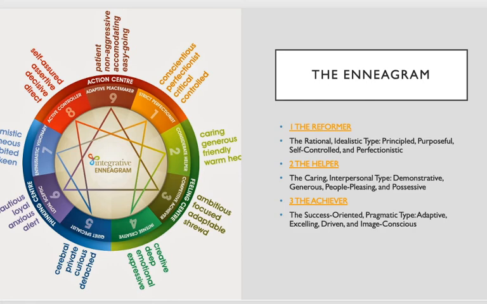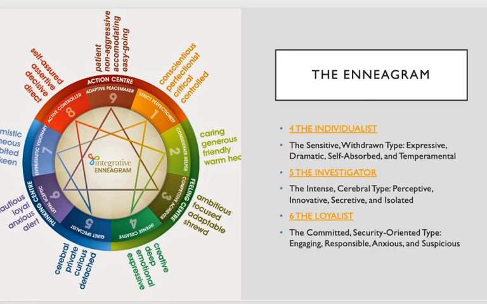The success-oriented, pragmatic type, adaptive, excelling, driven, and image conscious. So the achiever is competitive, ambitious, and focused, and they can also be shrewd. So you have both positive and negative traits here, which is interesting, right? Number 4 is the individualist. And this is an intense, creative character. The sensitive, withdrawn type, expressive, dramatic, self-absorbed, and temperamental. So they're deep and emotional and creatively expressive.